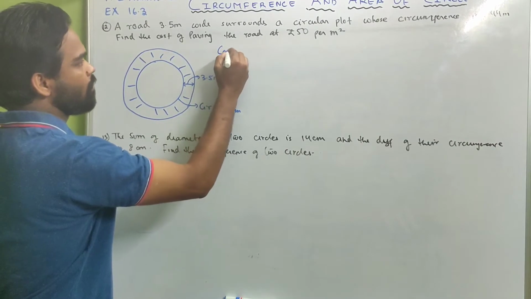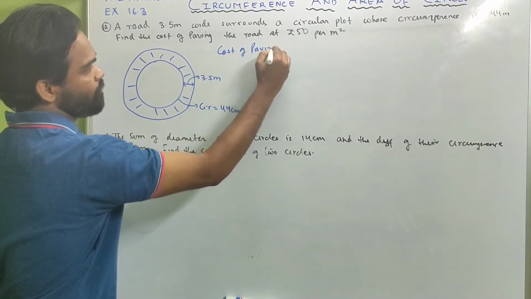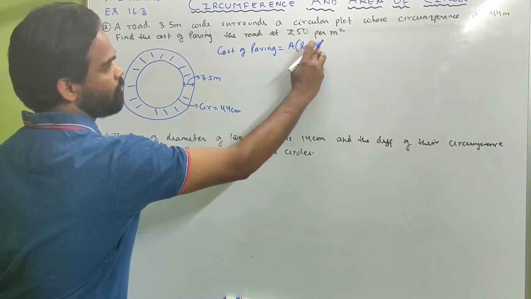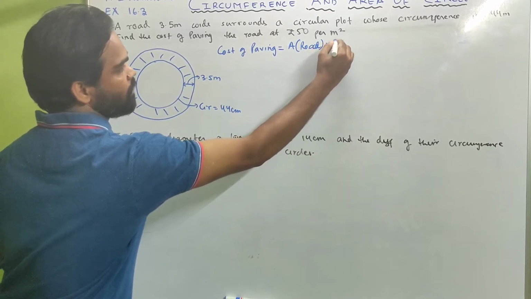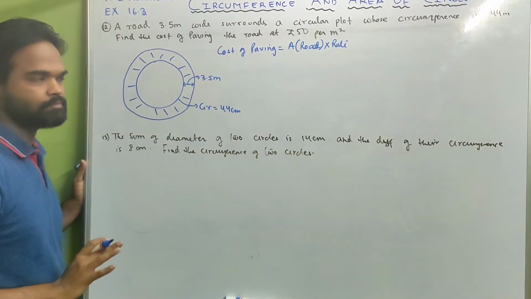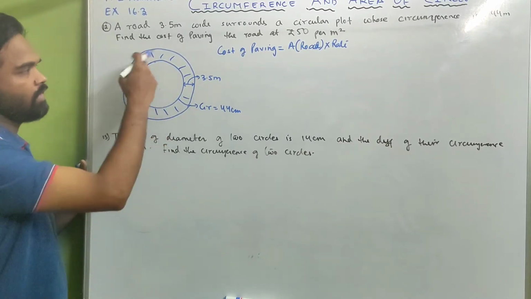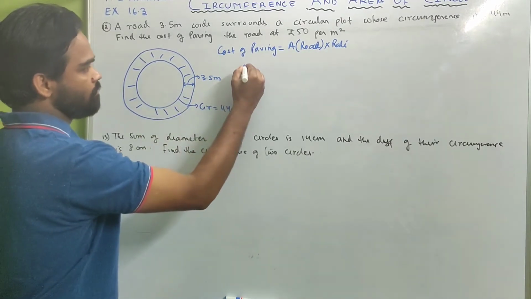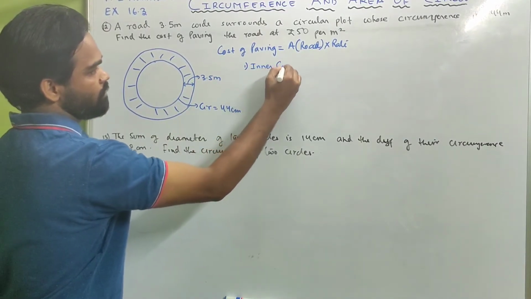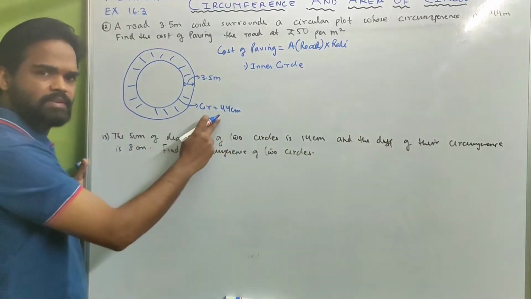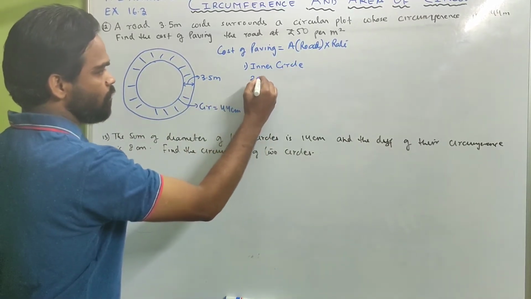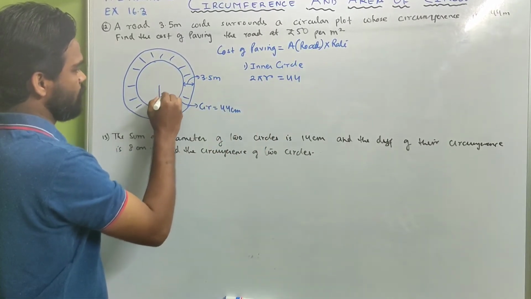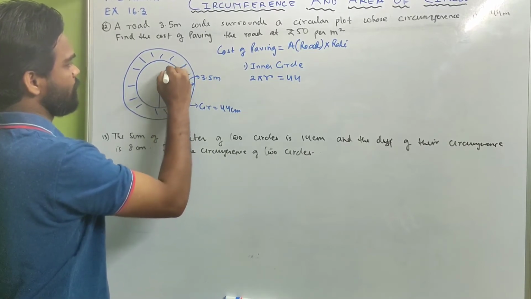We know the cost of paving will be the area of the road multiplied by the rate, which is rupees 50. Okay, first of all we need to find the area of this concentric circle. Now look over here. For the inner circle, the circumference is given as 44, which means 2 pi small r is 44, isn't it? I've taken this as small r, and this as capital R.